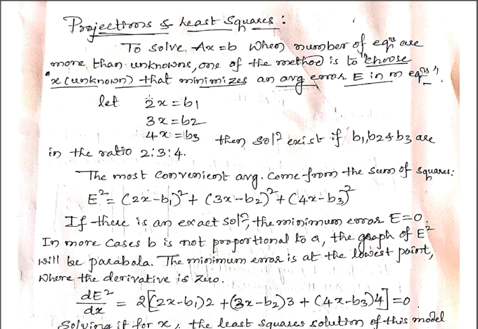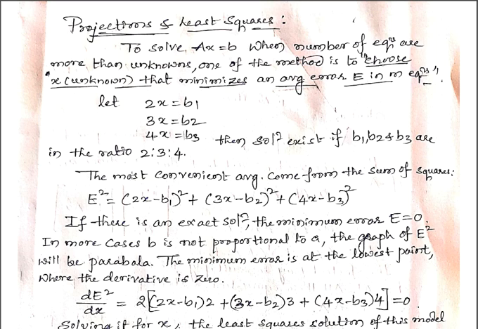For example, let's say there is a matrix which gives us the equations 2x equals b1, 3x equals b2, 4x equals b3. Then solutions exist if b1, b2, b3 are in the ratio 2:3:4, and in many such cases we may not be able to find the exact value.